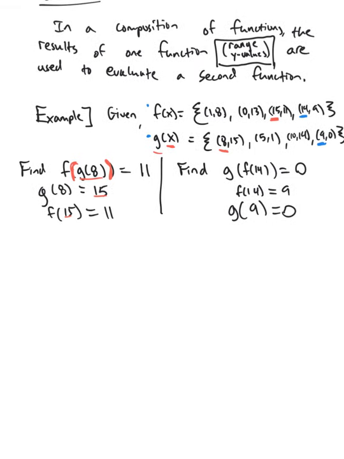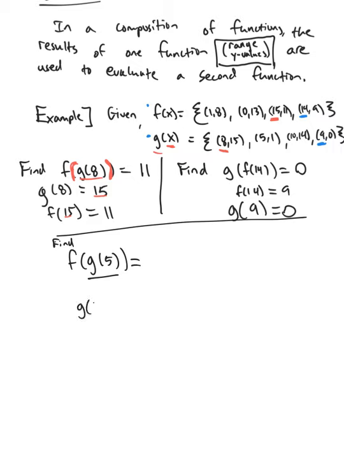All right, let's do maybe one more. Let's go f of g of 5. Let's find f of g of 5. So first thing we're looking for, g of 5. What is g of 5? Go to your g function, find where the x value is 5. It's at that ordered pair, 5, 1.